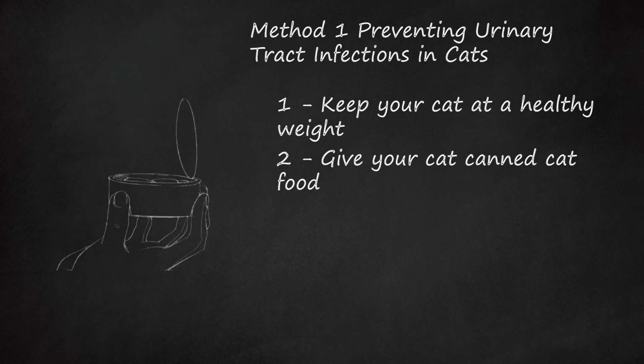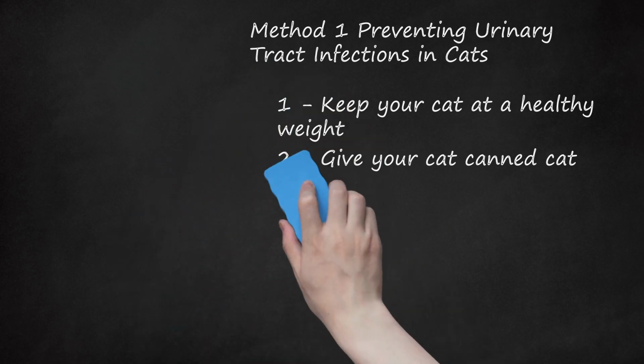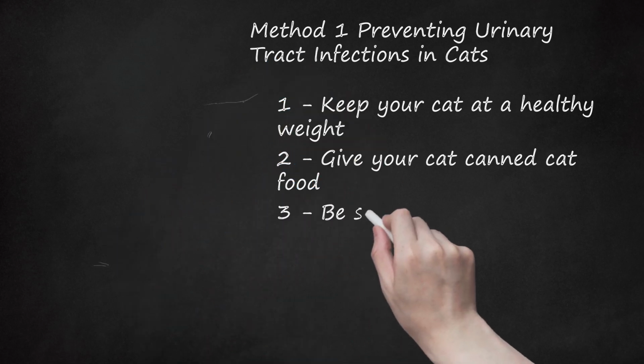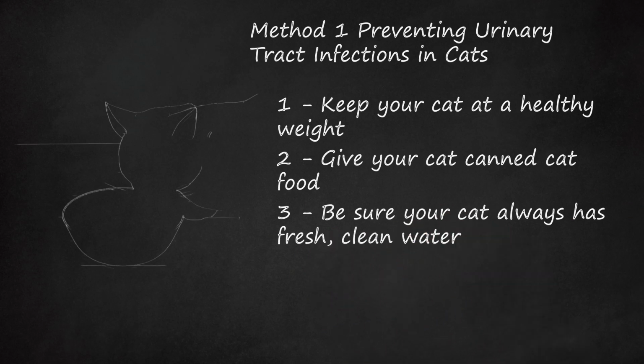Do not supplement a commercial diet with medicines that promote urinary acidity. Too much of a good thing will cause an imbalance, leading to new problems. Talk to your vet before giving your cat any urinary medications. 3. Be sure your cat always has fresh, clean water. Water is key to a happy urinary tract.